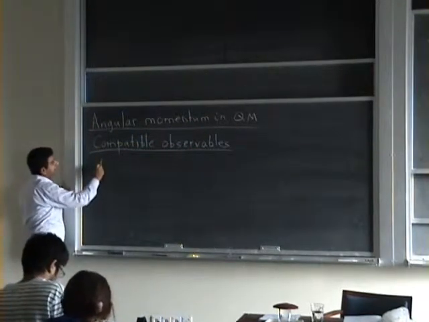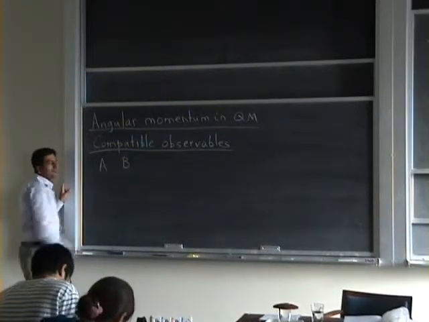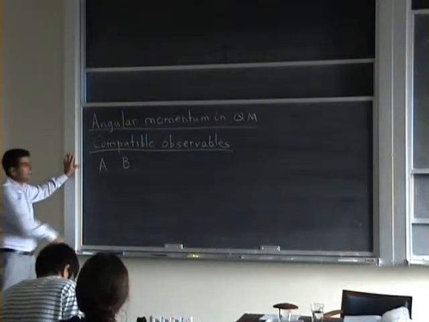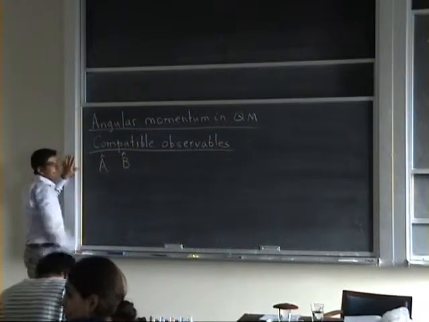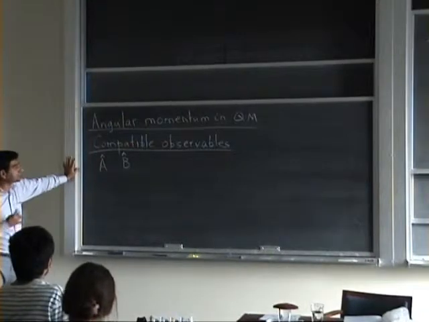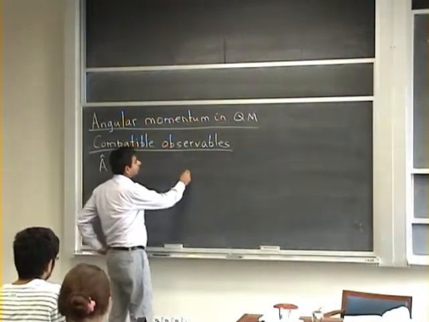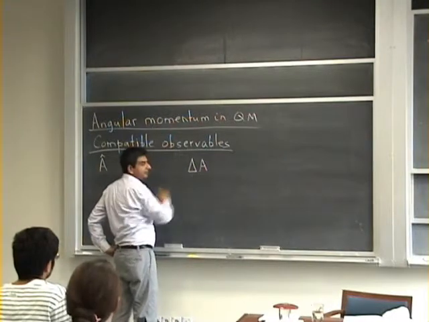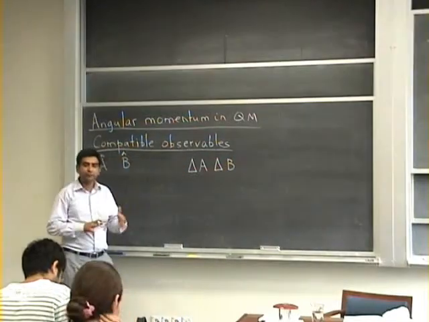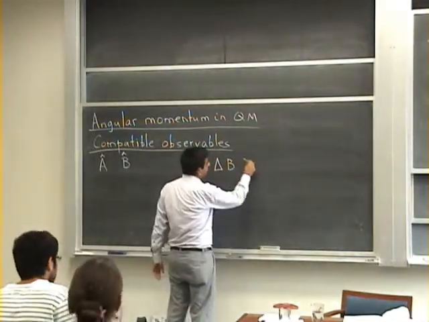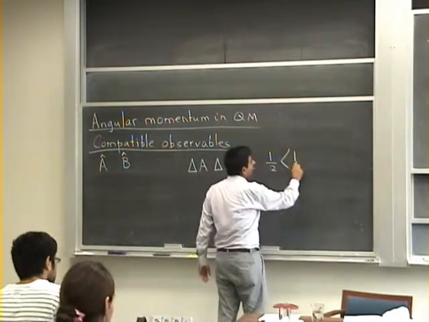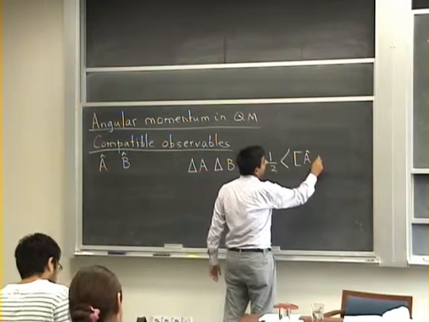Now suppose A and B are two observables. Since they are observables, we can associate Hermitian operators with them. We have A hat and B hat. And from the indeterminacy principle, which is a general form of the uncertainty principle, we also know that the uncertainty in observable A, multiplied by the uncertainty in observable B, is bound from the lower side by this value, half the expectation value of the commutator of A and B.